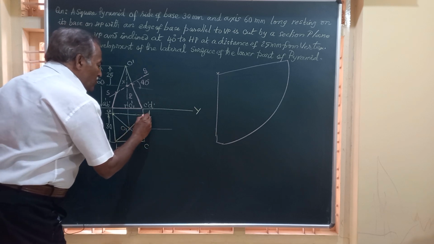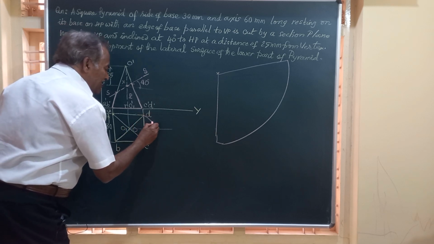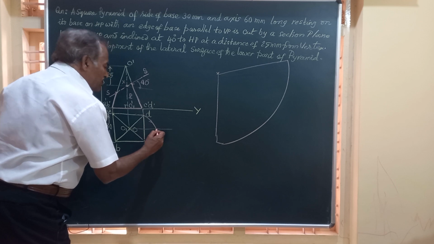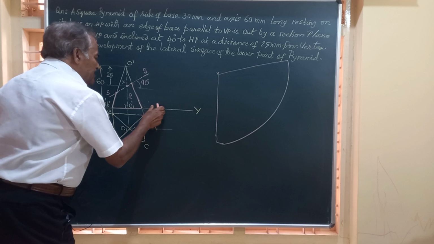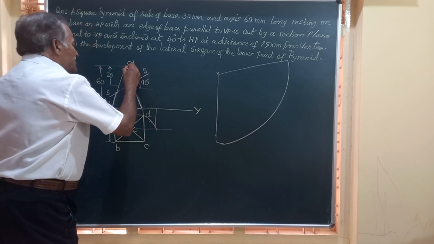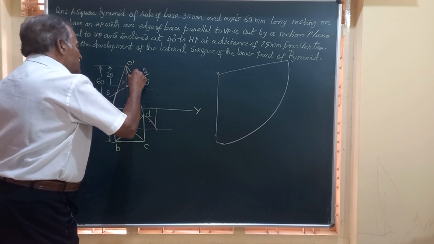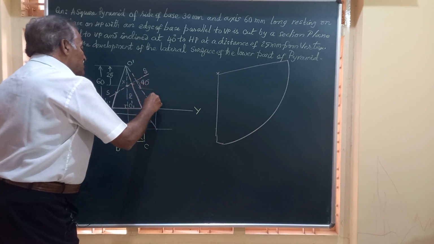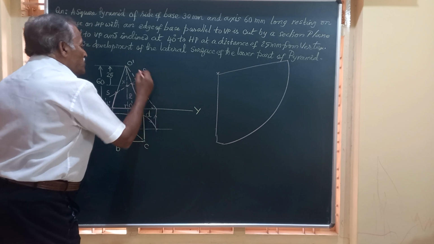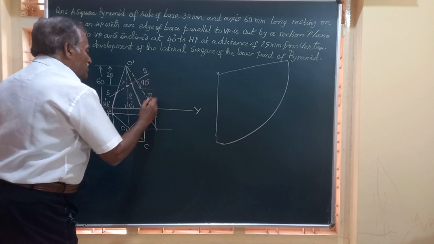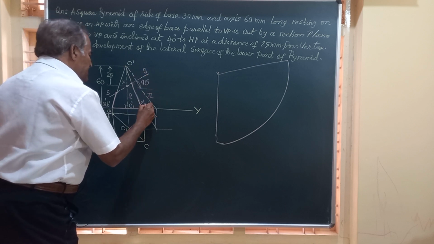Taking O as center, OD as radius, I strike an arc. It will meet this here. So I will draw a vertical line from there and join that to this O dash. So friends, this line, whatever I have drawn here now, will represent the true length TL. So this C dash D dash, I will keep as it is.